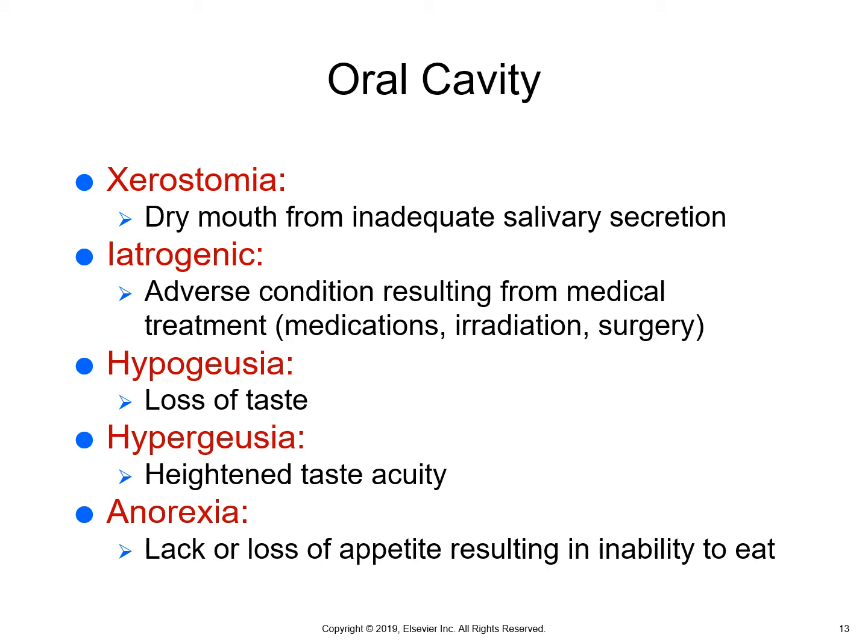Iatrogenic is an adverse condition that is resulting from medical treatment. So that could be maybe a patient that's undergoing radiation therapy or chemotherapy or medications like I just mentioned that they've got them on. Anything that we cause to our patients is called iatrogenic.